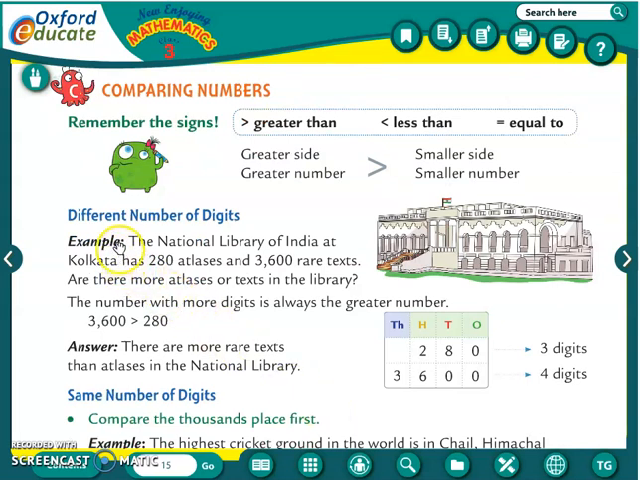One example is here, different number of digits. The National Library of India at Kolkata has 280 atlases and 3,600 rare texts. Are there more atlases or texts in the library?